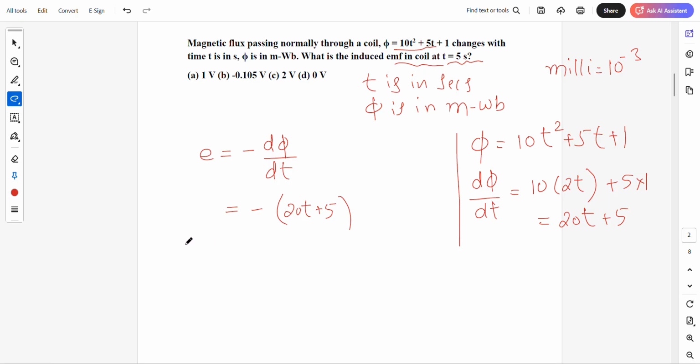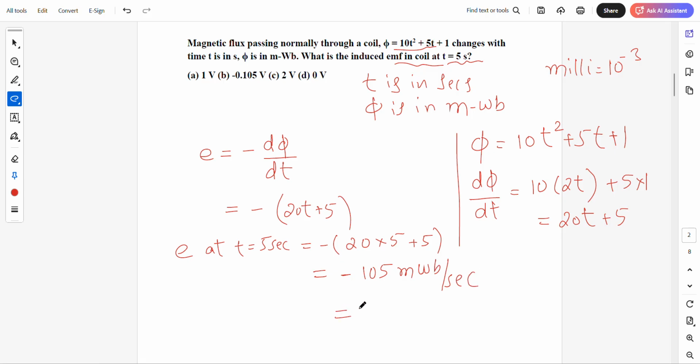Now what is the value of the EMF induced at t is equal to 5 seconds? Therefore E at t is equal to 5 seconds is equal to minus of 20 into 5 plus 5. That is minus 100 plus 5, 105. But this is given in milliwebers per second.